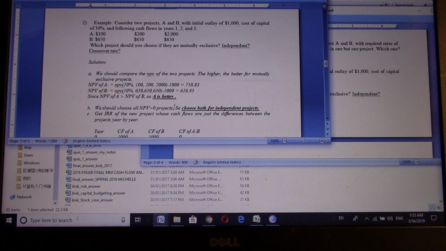And what about both projects? Because they are independent, you evaluate them independently. So you should choose both projects if they are independent, because both projects have positive NPV. So both are attractive to you. So you should choose both if they are independent projects. So this is the second part.